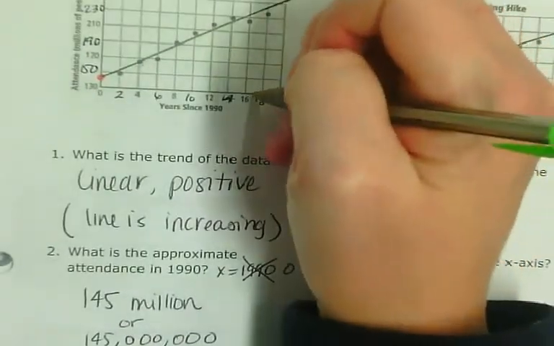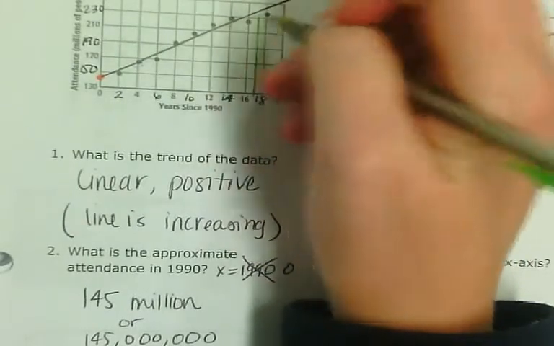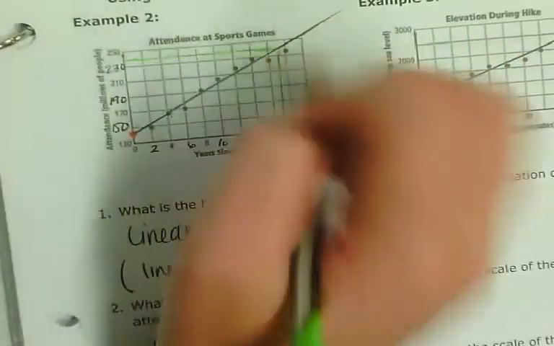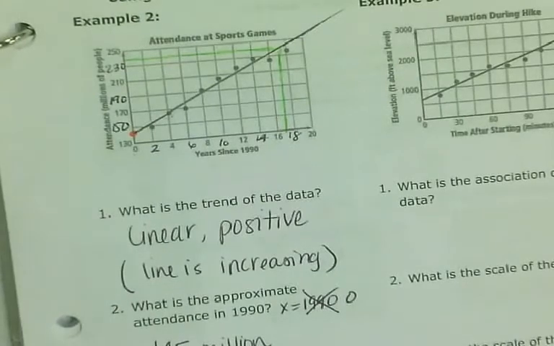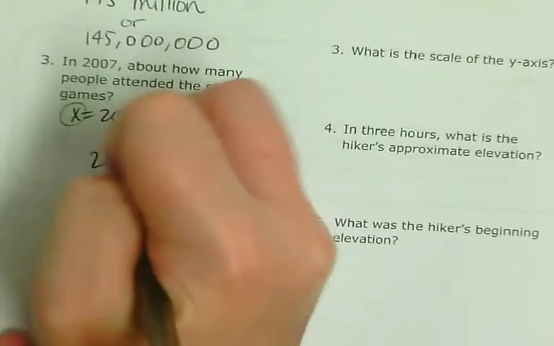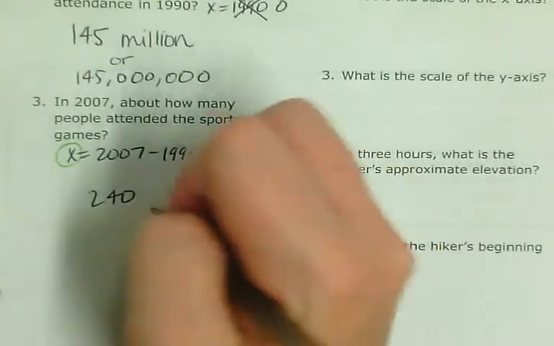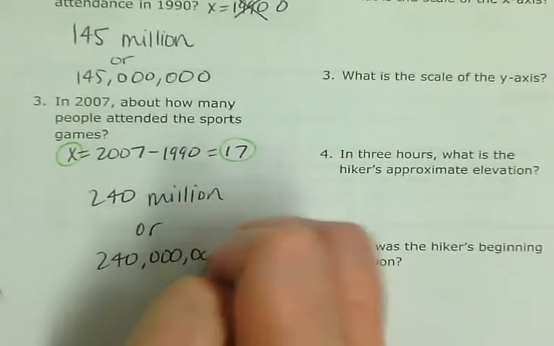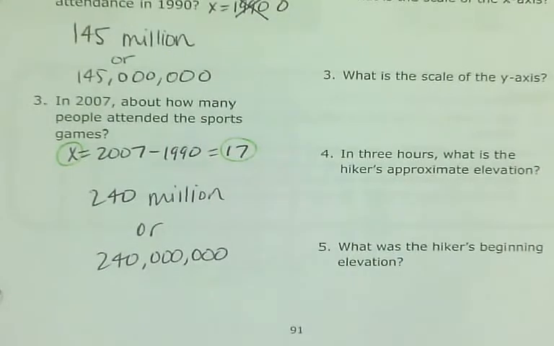So 17 would be between 230 and 250. So we go between 16 and 18, and then when I carry it over, you could use your note card if you wanted to help you draw straighter lines. It probably wouldn't be a bad idea. It's between 230 and 250. So what do you think? 240. Does that sound good? All right, so 240. Million? Or you can write 240 million with the zeros. Either way is okay.